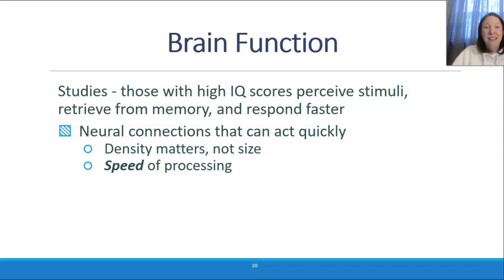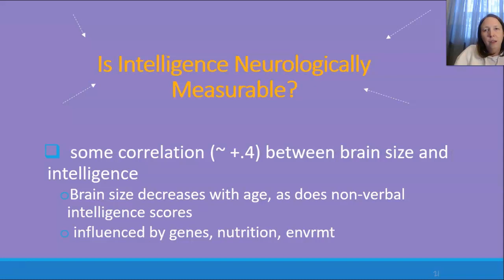What neuroscientists have determined is that the density of the brain matters, not the overall size. And because of the density, there are lots of extra neurons firing at any given time, and someone can think or process information very, very quickly. And so it's not exactly about the size of the brain, but of course, I'm going to counter myself and say, yeah, intelligence can maybe actually be neurologically measured through brain size, even though I just said it couldn't. There is some correlation. It's approximately a positive 0.5 that the larger the brain size, the higher the IQ, and also that brain size decreases with age, as does nonverbal intelligence scores. So maybe that tells us something.